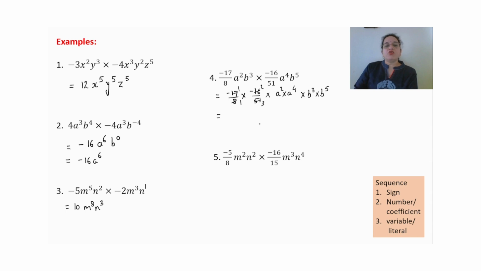So now which numbers are left? 2 upon 3. Total number of negative signs are 2, so the answer will be positive. a raised to the power, base is same, multiplication is there, add the powers, so 2 plus 4 is 6. b, base is same, multiplication is there, add the powers, 3 plus 5 is 8. So here you can see that with these questions we are using rational number concept also.